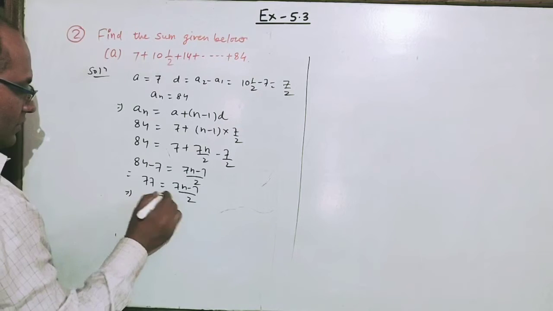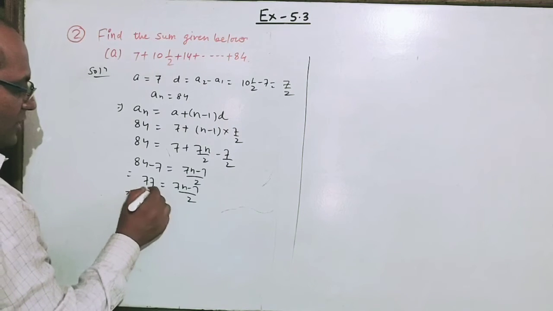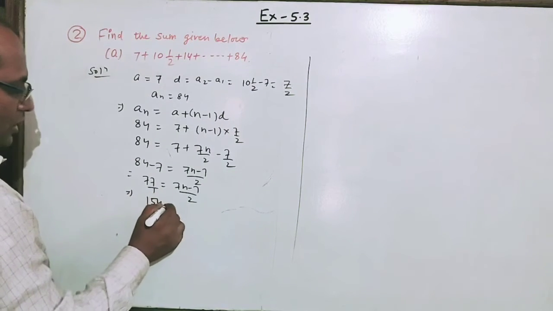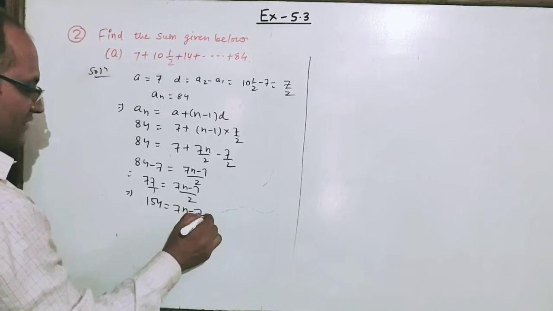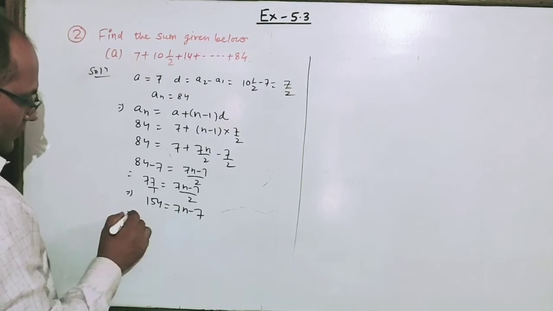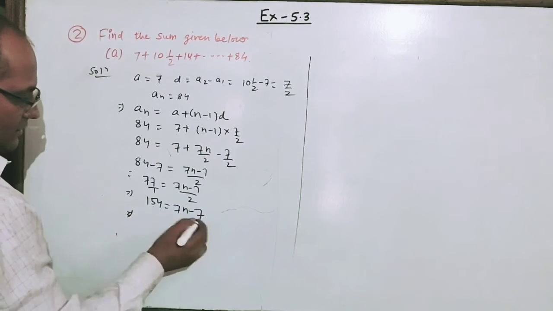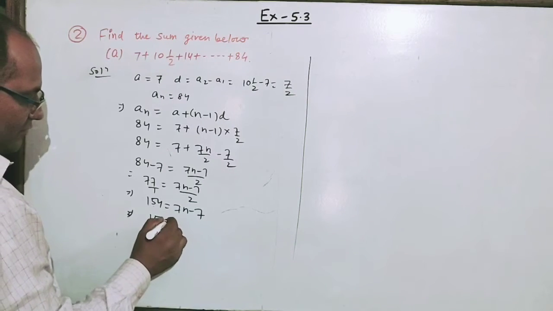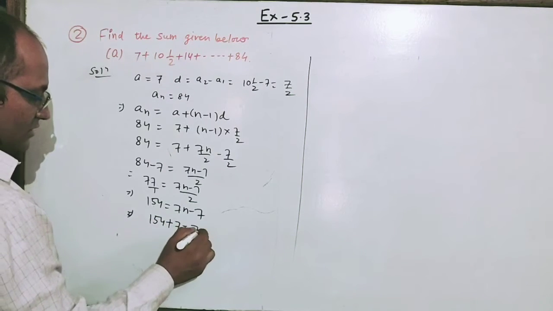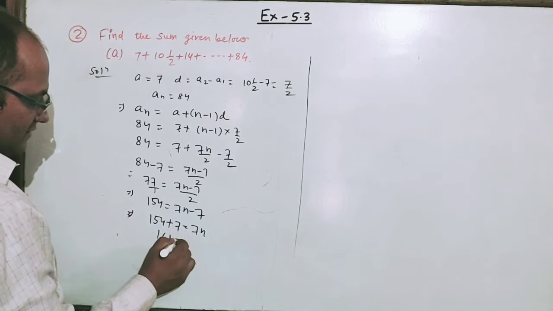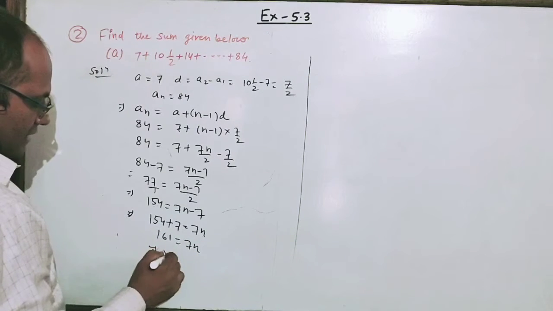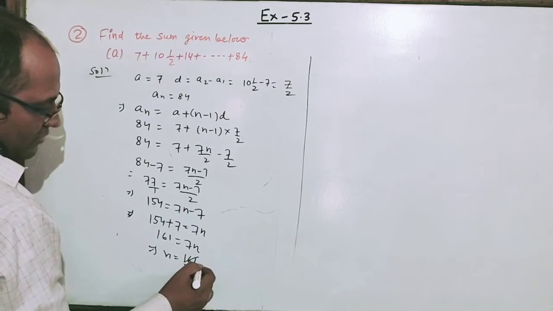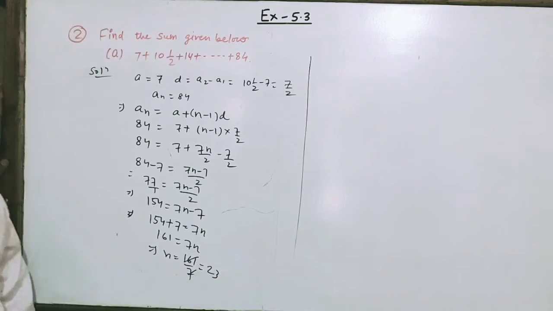Therefore, this will be the cross multiplication: 154, 77 into 2, 154 equals 7n minus 7. If you arrange the variable on one side and the constant on the other side, it will be 154 plus 7 equals 7n. It will be 161 equals 7n. Therefore n equals 161 by 7, and if you solve it, you will get 23. So n equals 23.